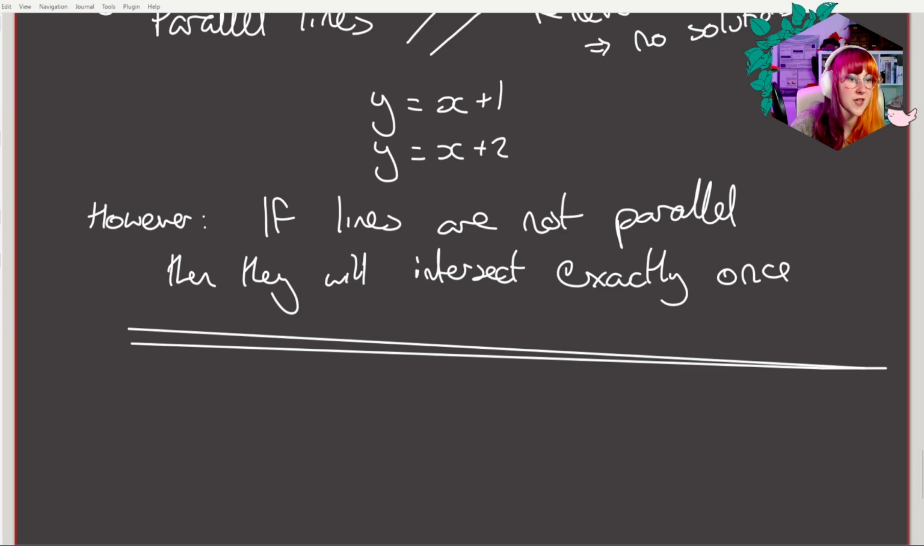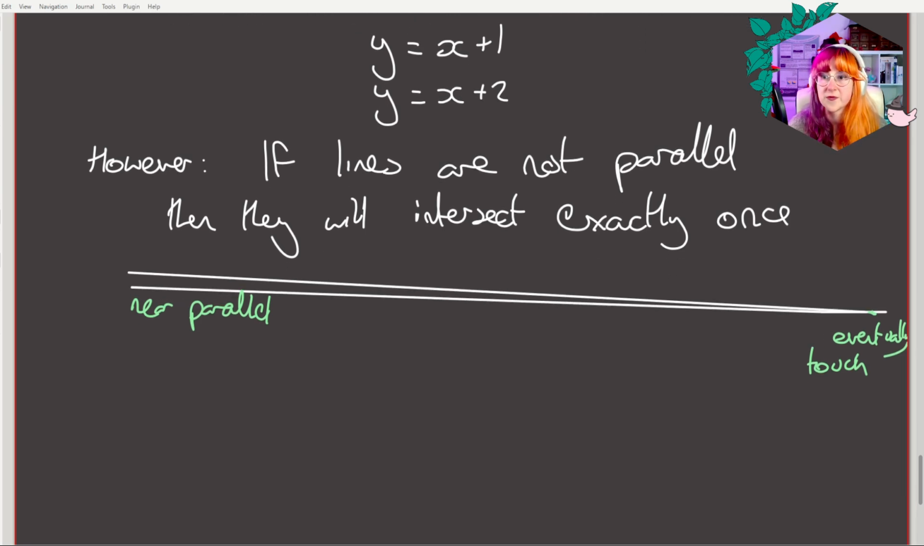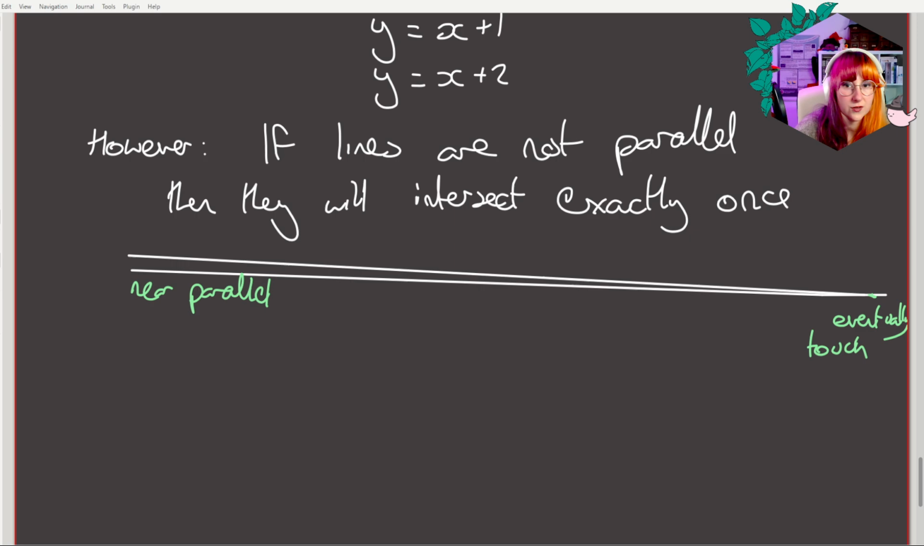Pretend those are two straight lines. They will at some point touch, basically, is what I'm trying to get to. So they look nearly parallel over here, and then they do eventually. Okay, I think that end of my Wacom pad is just being a bit weird. So all lines will touch exactly once.